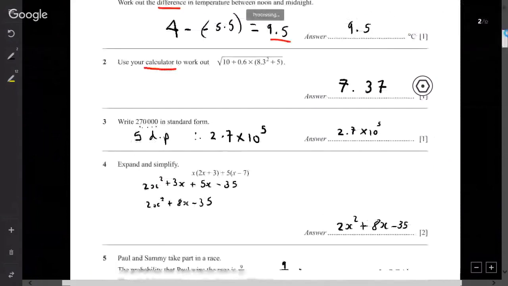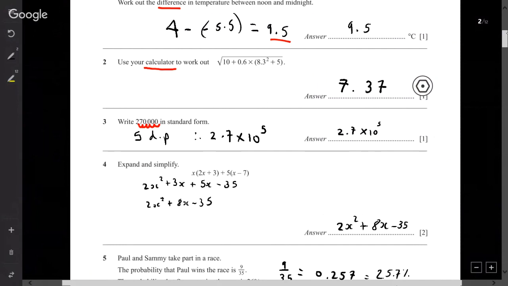Question 3, write this in standard form. For standard form, we need it to be in 1 decimal place. So we can see that to get it to that decimal place there, we need to go back 1, 2, 3, 4, 5 decimal places. Therefore, it's 2.7 times 10 to the power of 5.